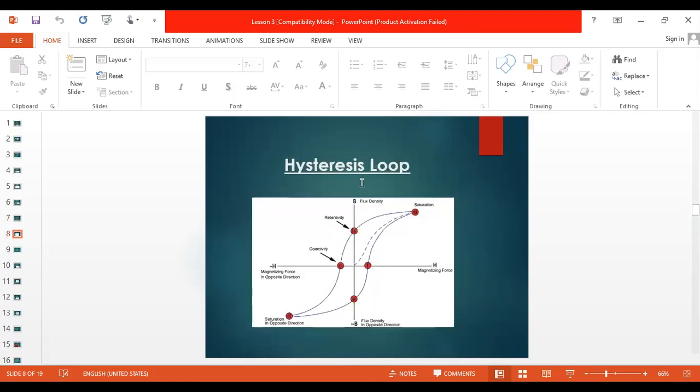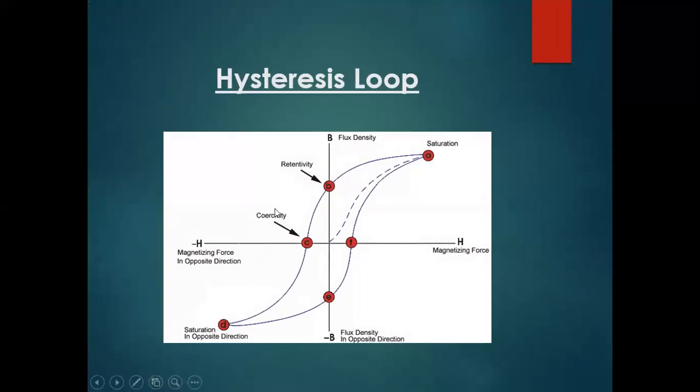Now, the hysteresis loop. Just see this graph: the vertical axis is flux density and the horizontal axis is magnetizing force, with the plus side and the negative side of the graph. When you apply current to a ferromagnetic material, a magnetic field is generated in the specimen. The amount of magnetic field generated depends on, number one, the amount of current, and second, the permeability of the material.